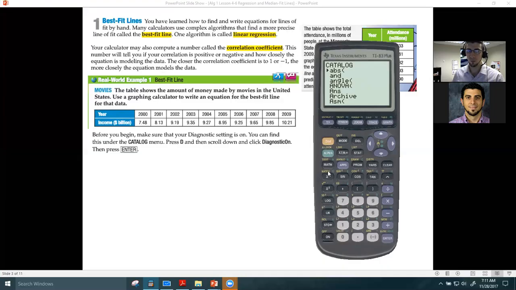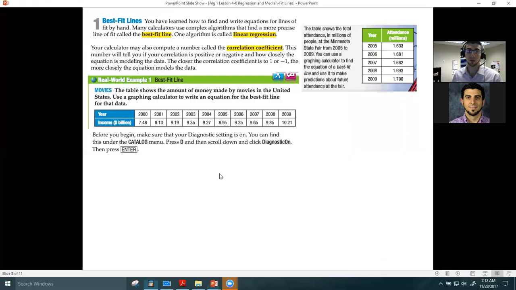See the green button? See the green D? If you hit alpha D, it automatically skips to the D section of the catalog. So once you get to diagnostic on, put the little cursor there, hit enter, and hit enter again, and it should say done. All right.